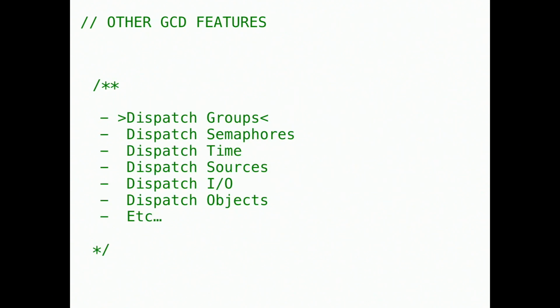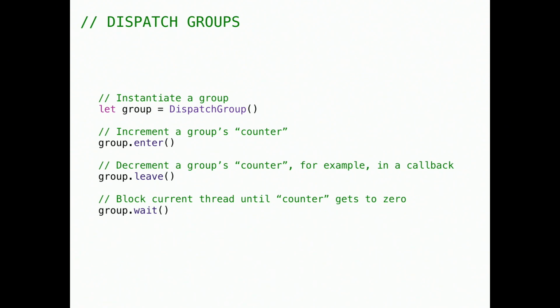So GCD has a ton of other features. That's really only scratching the surface. You could do a whole talk on some of those other features. I want to just touch briefly on one of these more advanced features, specifically dispatch groups. And we're going to see this come up in some sample code later in the talk. So dispatch groups are interesting. They let you do a couple of things. You can instantiate a dispatch group, and then once you have it, you can enter the group, you can leave the group, and you can tell the group to wait.